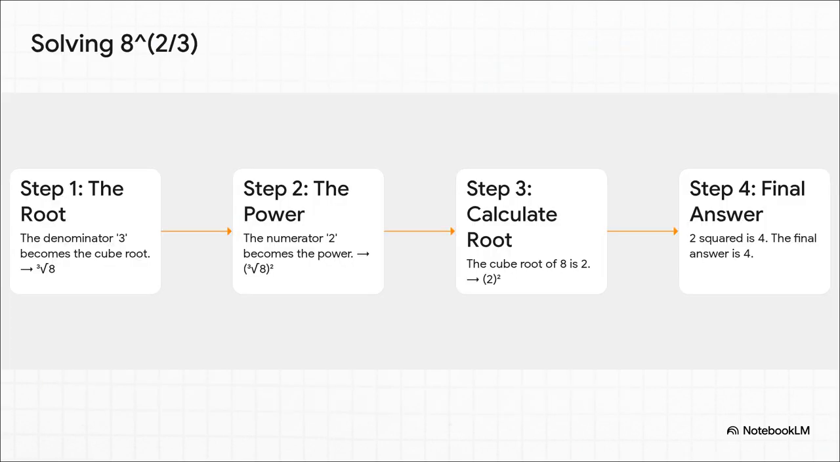Okay, let's put this into action with our original problem, 8 to the power of 2/3. So the denominator is 3. That means our first step is to take the cube root of 8. The numerator is 2, so that means we're going to square whatever we get. So, what's the cube root of 8? It's 2. And what's 2 squared? It's 4. And just like that, the scary-looking exponent problem simplifies down to the number 4.